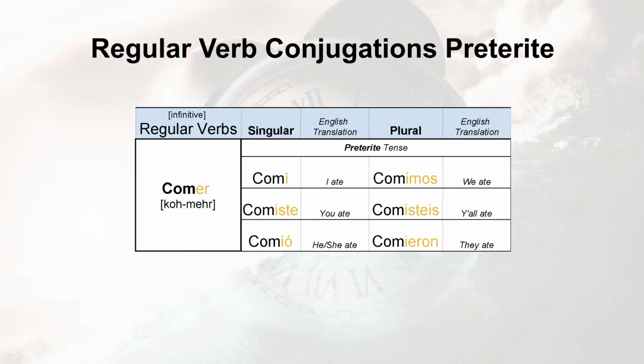In Spanish, each one of the subjects has its own conjugation form. Even without the subject actually mentioned, we know who or what the subject is. Comí means I ate. Comiste means you ate. Comió means either he or she or it ate. Comimos means we ate. Comisteis means you guys ate. And comieron means they ate.